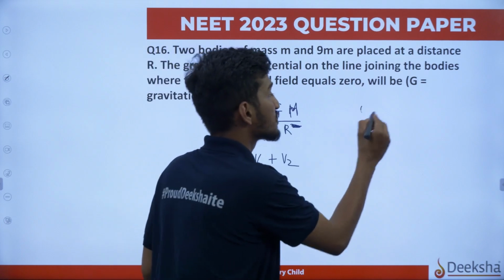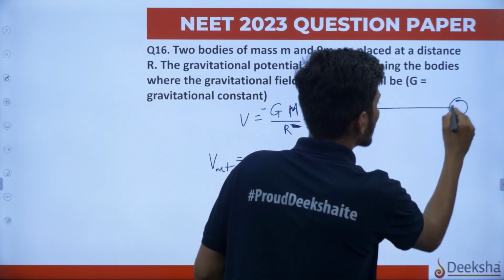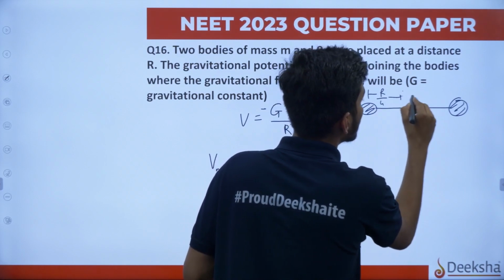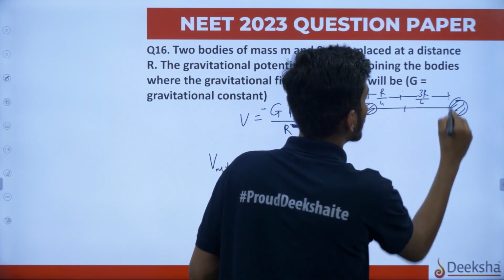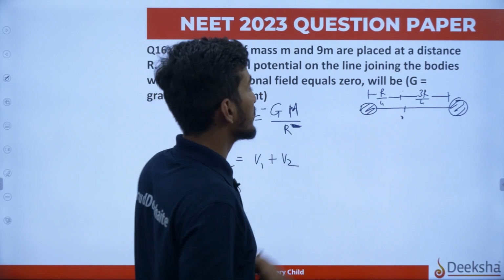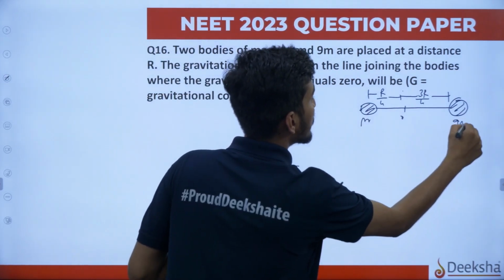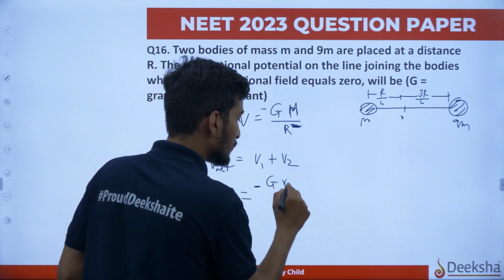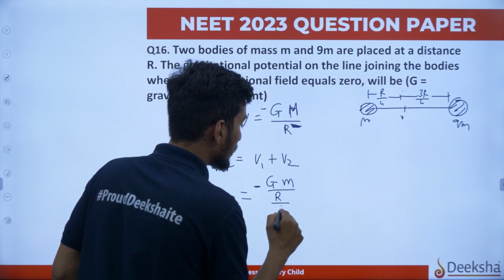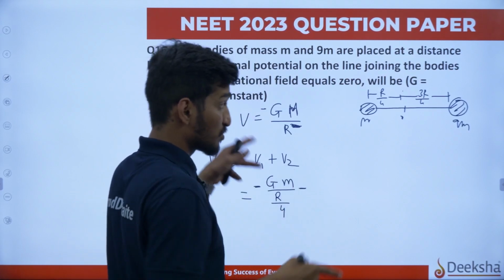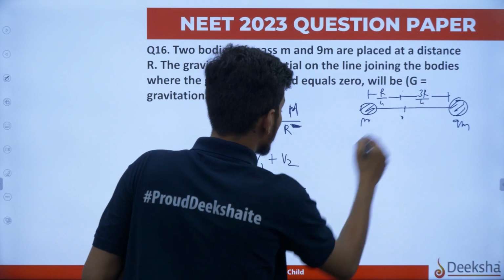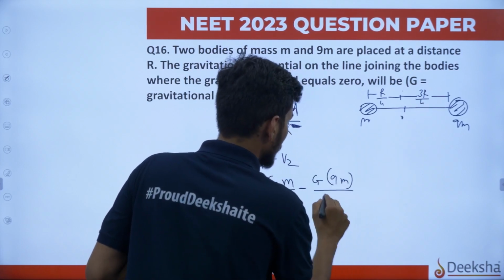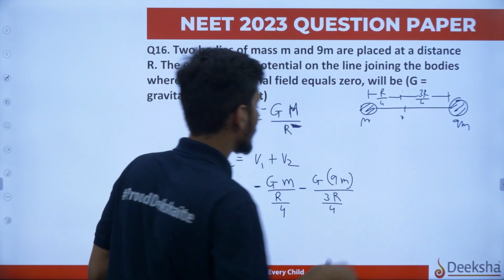V due to m mass, and then V due to 9m mass. Let's draw the diagram here again quickly. r by 4 is this distance, and this distance is 3r by 4. Potential needs to be calculated here. This is m, this is 9m. So let's add these potentials. Minus G, mass m, distance r by 4, and minus, because potential is always negative for masses, G 9m at a distance 3r by 4.